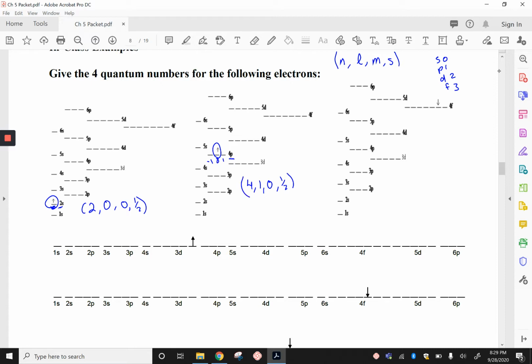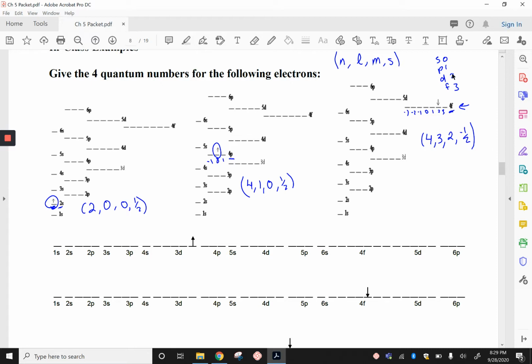Let's look at the next one. First is the energy level. This is on the 4th energy level. Next is the sublevel. It's an f, and we said the f corresponds to a 3. Then the orbital. The middle one gets a 0, then 1, 2, 3, -1, -2, -3. That specific electron is on orbital number 2. And it's looking down, so -1/2.